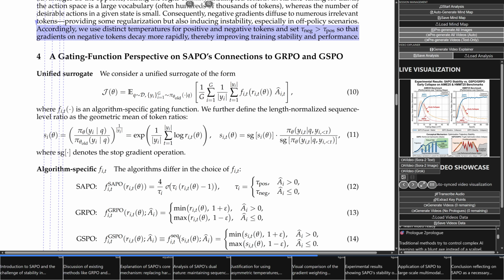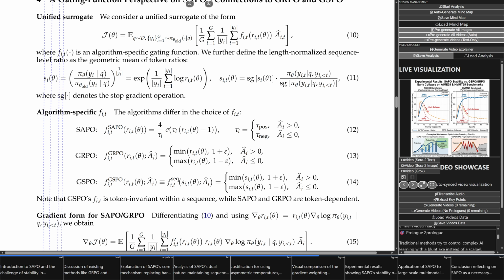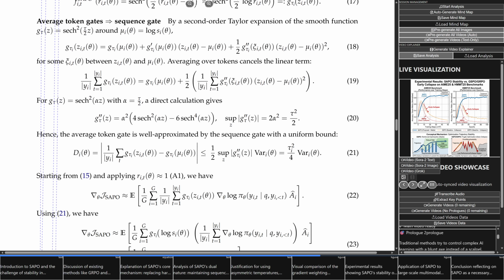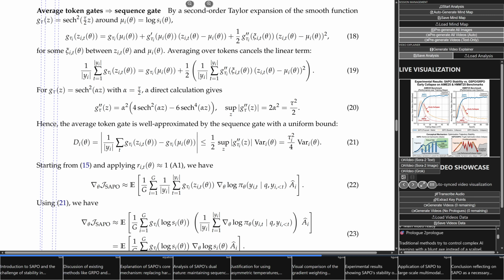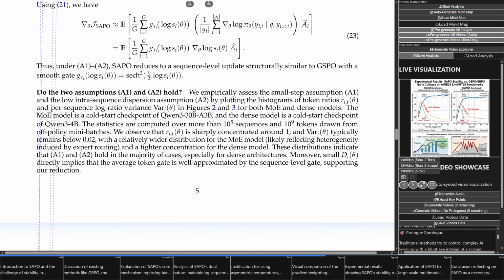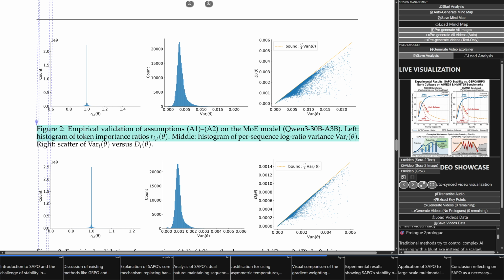So the asymmetric temperature is the fix. It's the fix. By setting a higher temperature for the negative tokens, the tau-neg, they force those high variance negative gradients to decay much more rapidly as the policy deviates. So you're just dampening the most dangerous signal. You're performing a targeted strike against the true source of the volatility. It significantly reduces the odds of a sudden training failure.